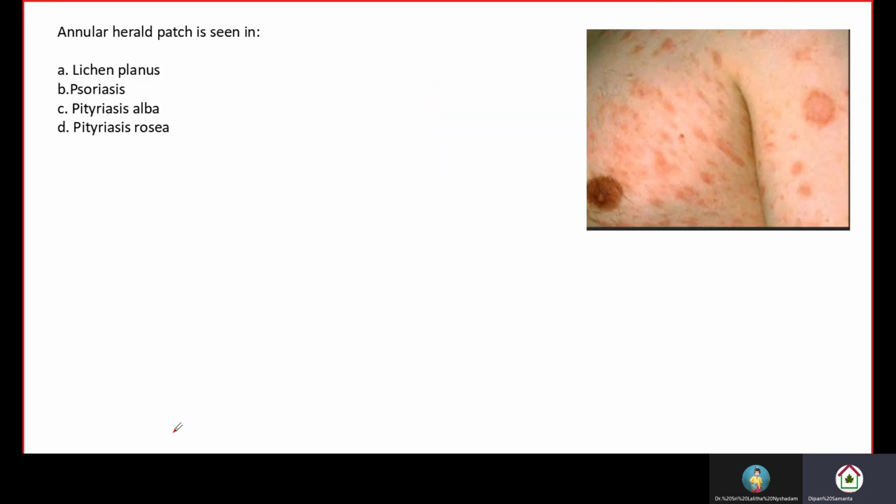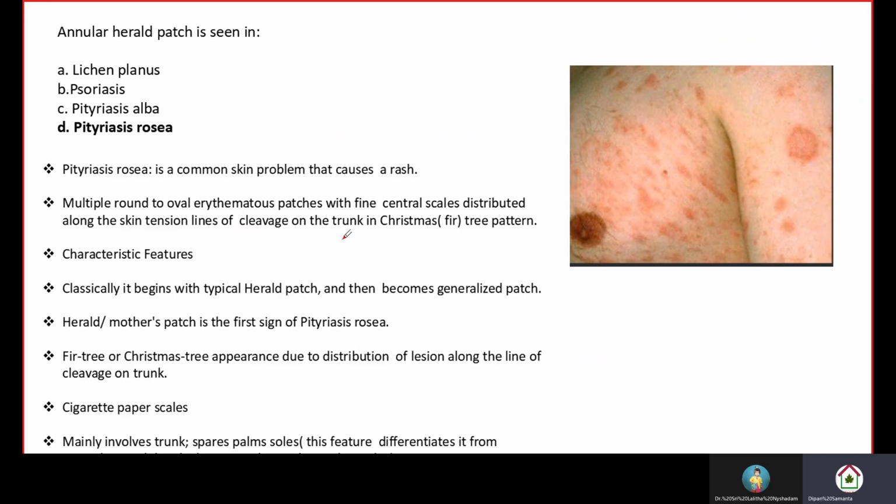Next, annular herald patch is seen in lichen planus, psoriasis, pityriasis alba, pityriasis rosea, and the answer will be rosea. Pityriasis rosea is a common skin problem that causes a rash: multiple round to oval erythematous patches with fine central scales distributed along the skin tension lines of cleavage on the trunk. Christmas tree pattern. If you look at this lesion, a Christmas tree is like this.